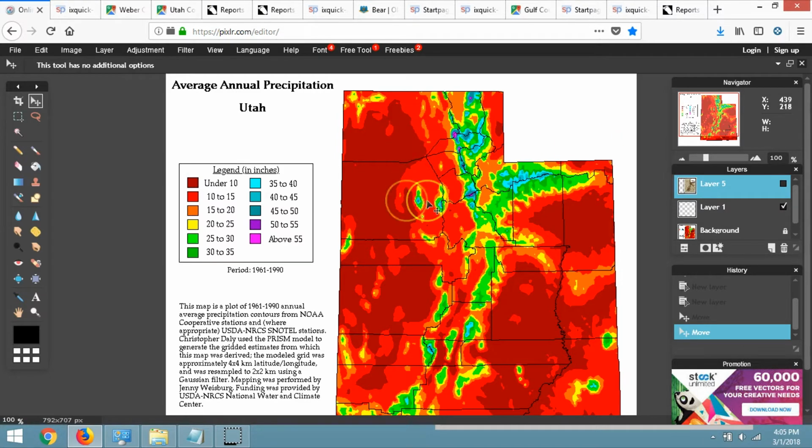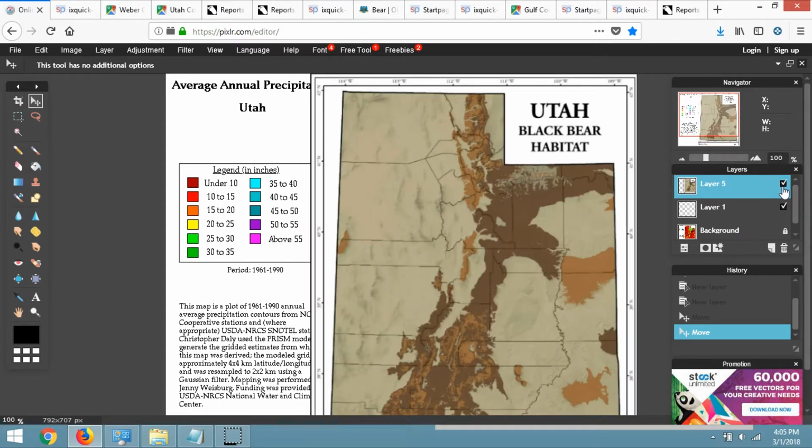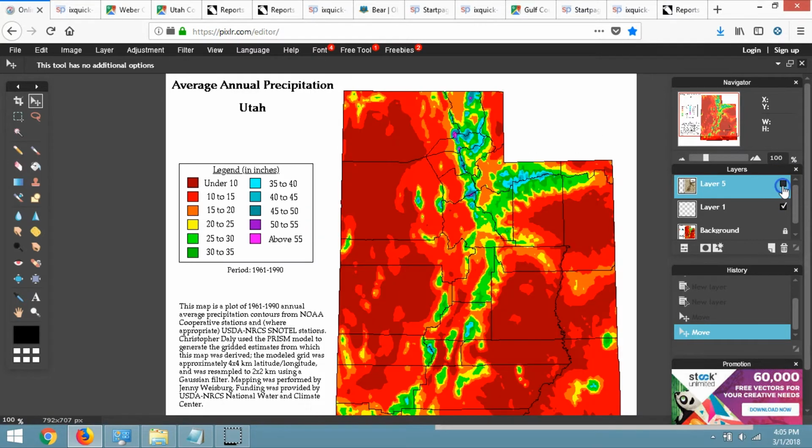Unfortunately, I don't have Photoshop on this laptop, so we're using a website where it has some of the capabilities. Unfortunately, I can't make one layer translucent, but I can at least. So here I've made them the same size, and we have the bear habitat and then the annual average precipitation in Utah. You can see right here is a very high precipitation area. This is the boundary of Utah and I believe Salt Lake counties.